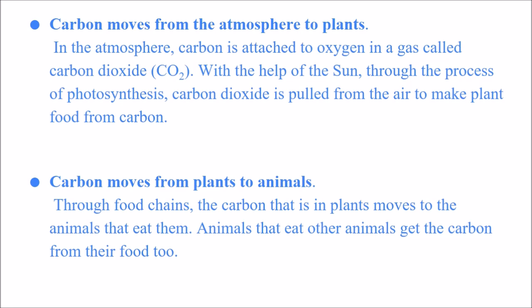Carbon moves from plants to animals. Through the food chains, the carbon that is in plants moves to the animals that eat them. Animals that eat other animals get the carbon from their food too.